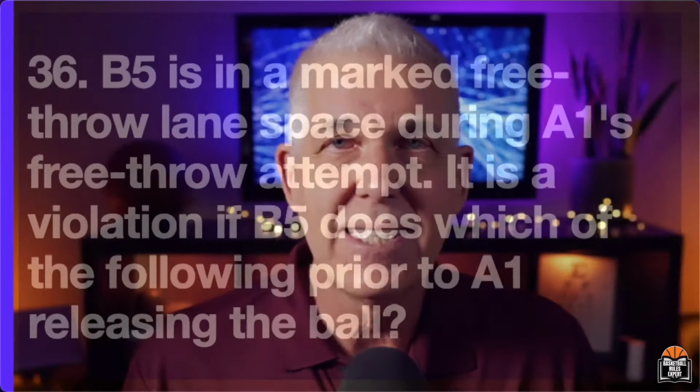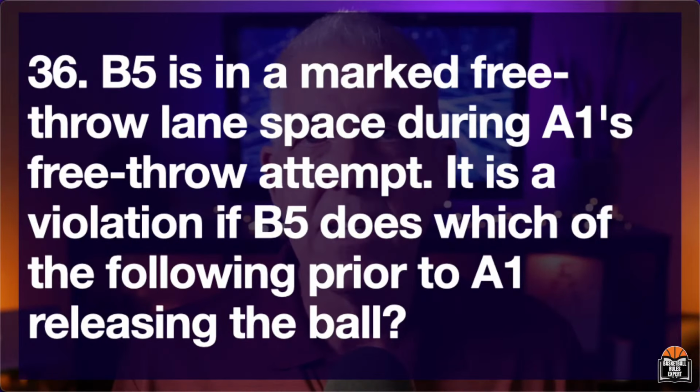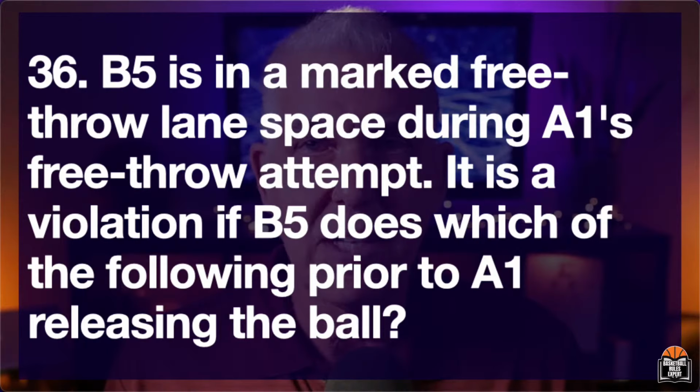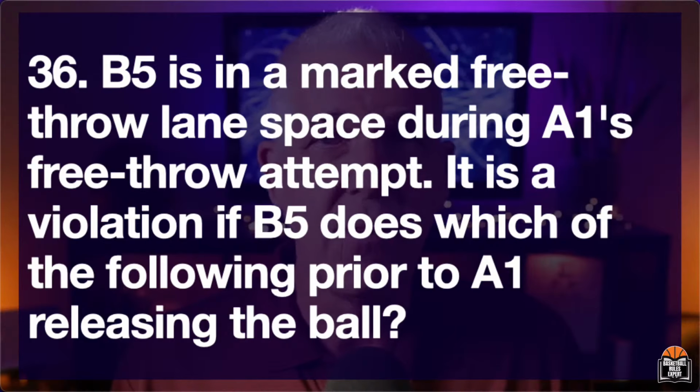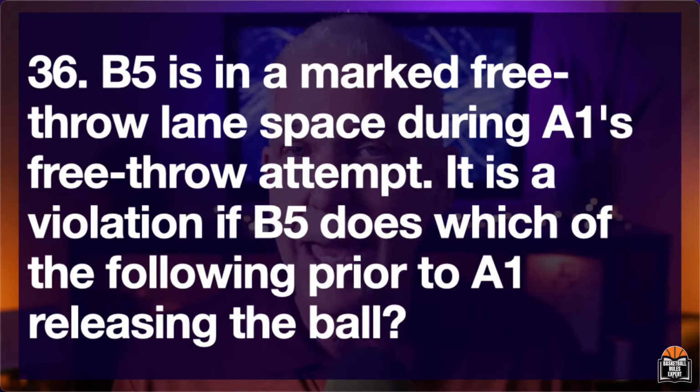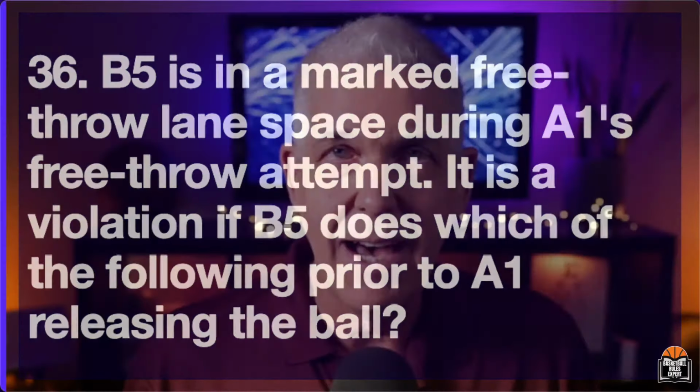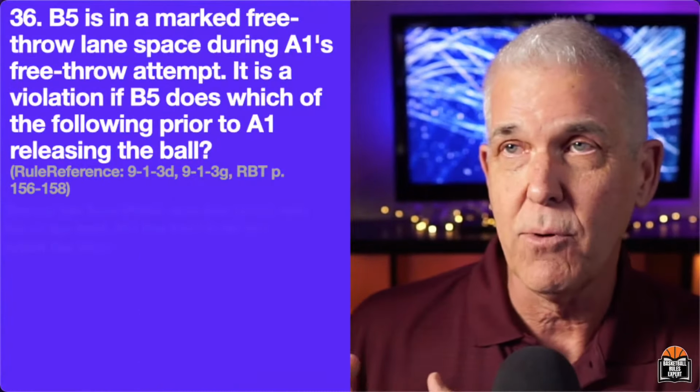Let's move on to 36. B5 is in a marked free throw lane space during A1's free throw attempt. It is a violation if B5 does which of the following prior to A1's release of the ball? Okay, so B5 is the opponent of the thrower.